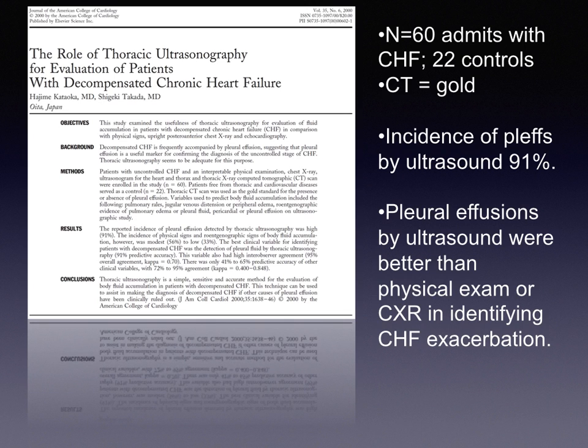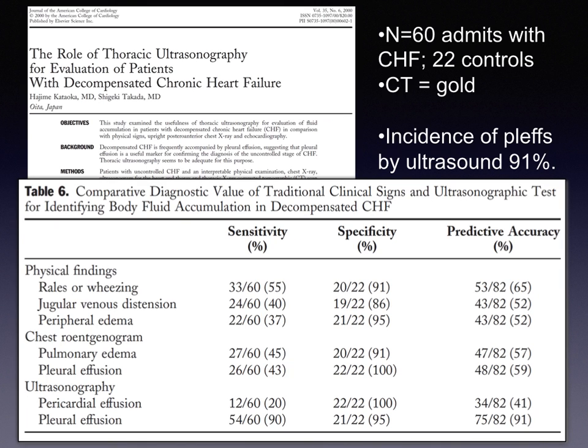But in regards to CHF, in this study of 60 patients admitted with CHF exacerbation, the incidence of pleural effusions by ultrasound was 91%. And pleural effusions by ultrasound were better than physical exam or chest x-ray in identifying patients with CHF exacerbation. So although the comets are present or have a sensitivity of only 40%, you can get to 90% diagnosis of CHF by looking for pleural effusions, particularly bilaterally. Here they have the sensitivity and specificity and predictive accuracy of pleural effusion of greater than 90% for CHF exacerbation.